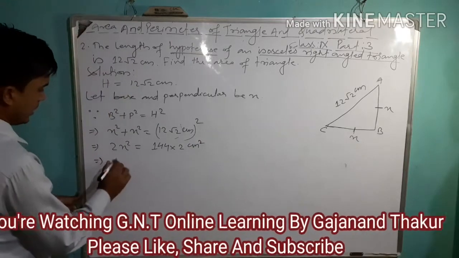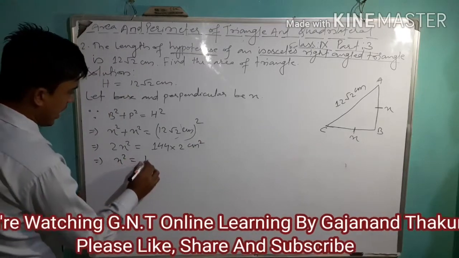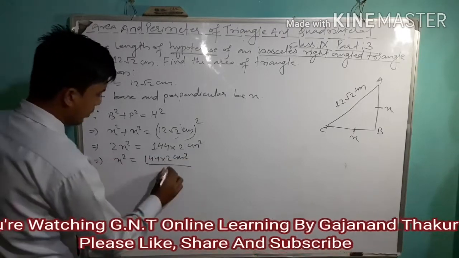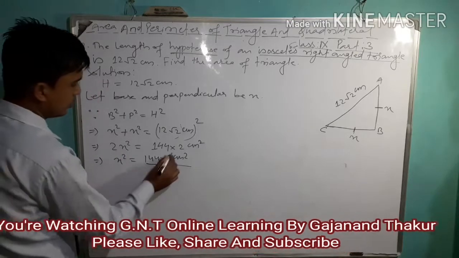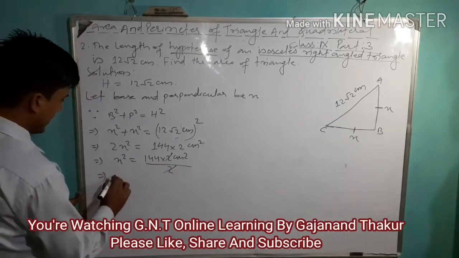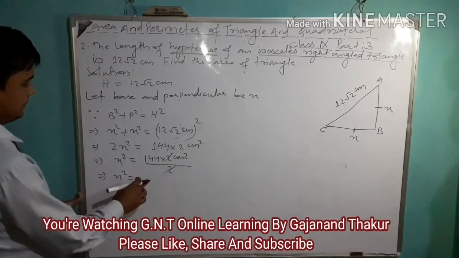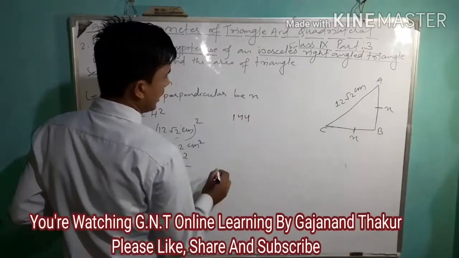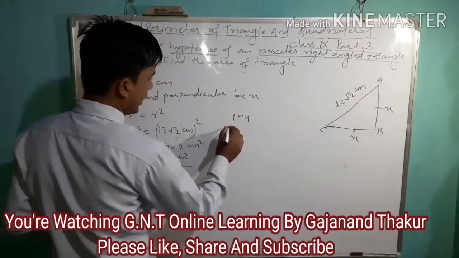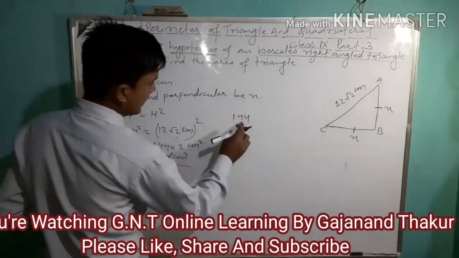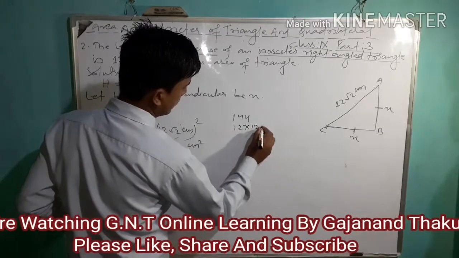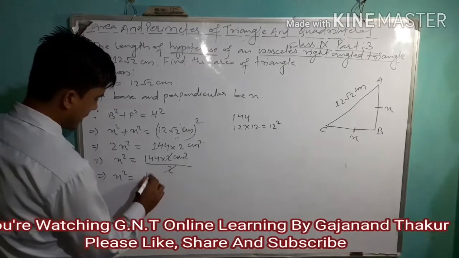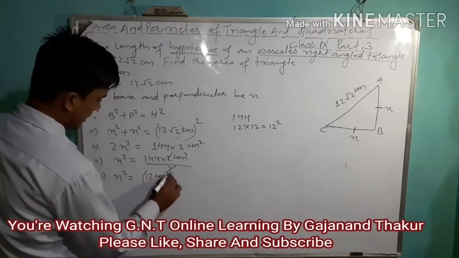Now we have x square equals 144 into 2 centimeter square, divided by 2. This multiplication becomes division, so this 2 gets cancelled. Now we have x square equals 144. If you find the square root of 144, in place of 144 we can write 12 into 12, which is 12 square, so we write 12 centimeter, whole square.